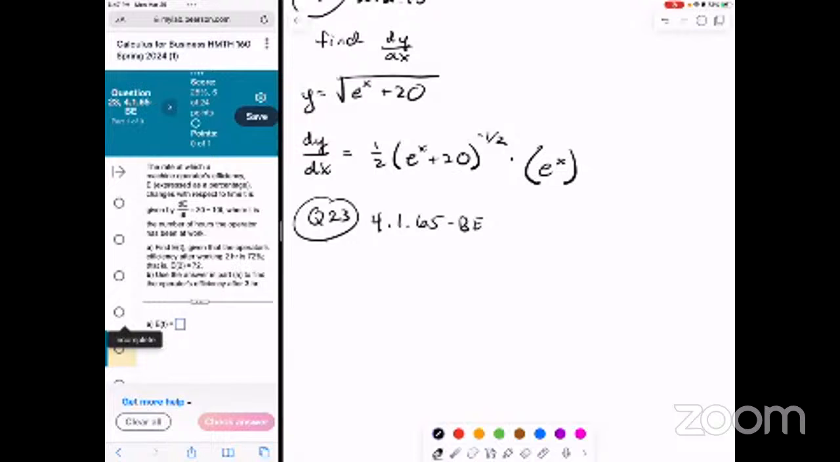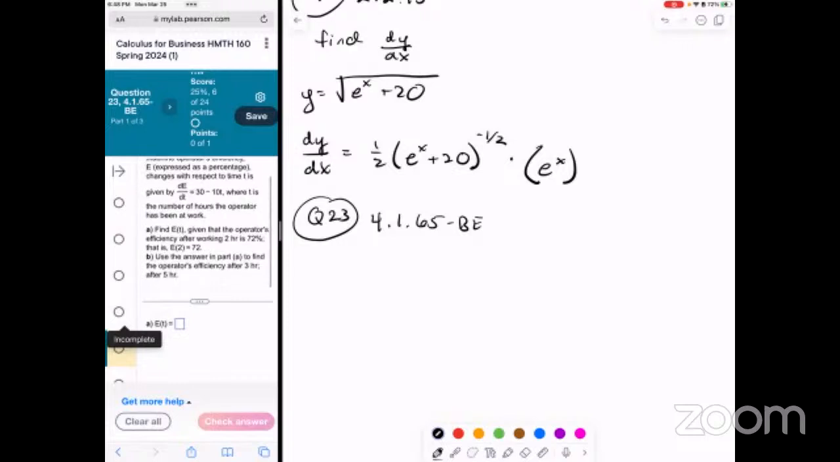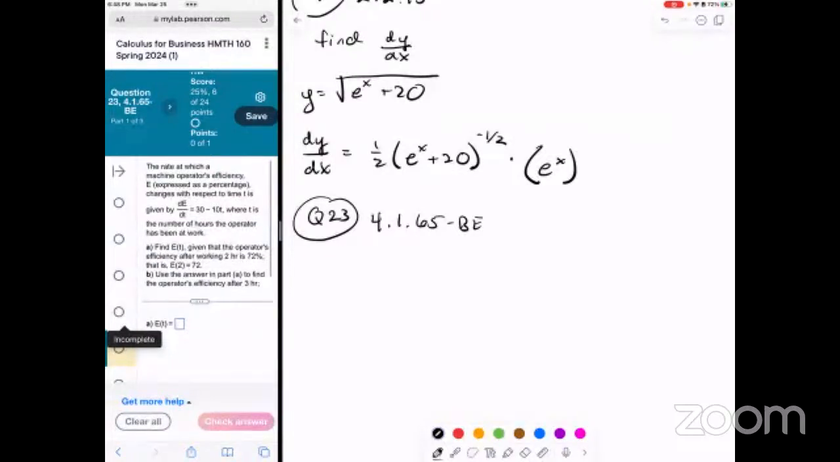The rate at which a machine operator's efficiency, E, expressed as a percentage, changes with respect to time is given by dE by dt is 30 minus 10t. That's fine. So t is the number of hours the operator has been at work. Find E of t, given that the operator's efficiency after working 2 hours is 72%, that is E of 2 is 72. Okay. And then use the answer in part A to find the operator's efficiency after 3 hours and 5 hours. Okay. So we're given dE by dt equals 30 minus 10t, okay?